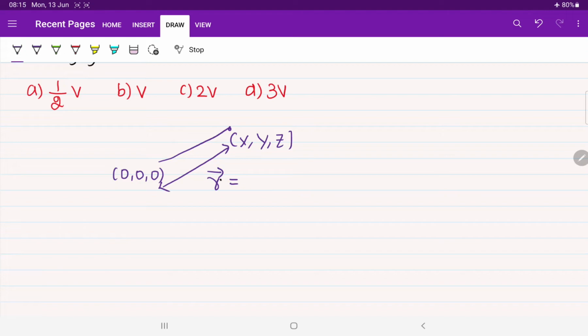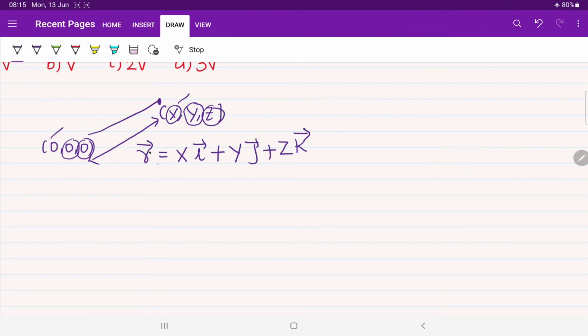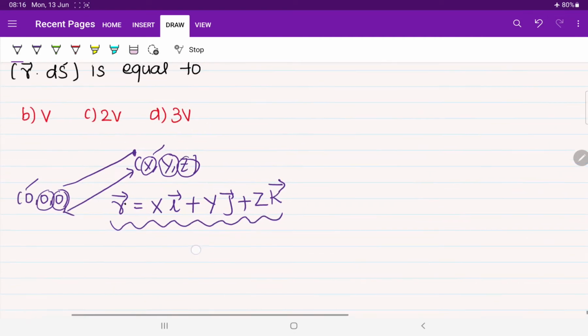Now find the distance. First, x minus 0, that is x2 minus x1, which can be written as x times i vector. Similarly, y2 minus y1, that is y minus 0, simply y times j vector, plus z2 minus z1, simply z times k vector. Whenever they talk about the position vector, remember they are talking about this one only. Okay, come back to the question.